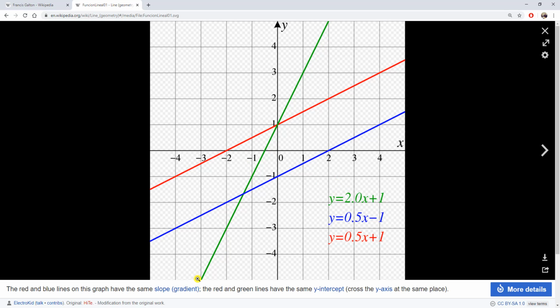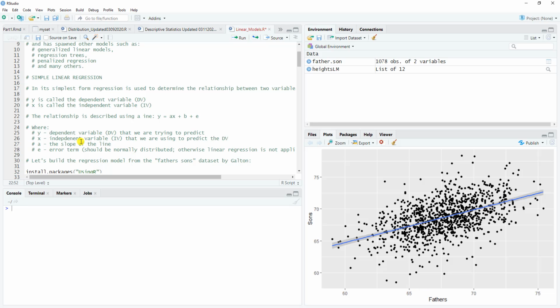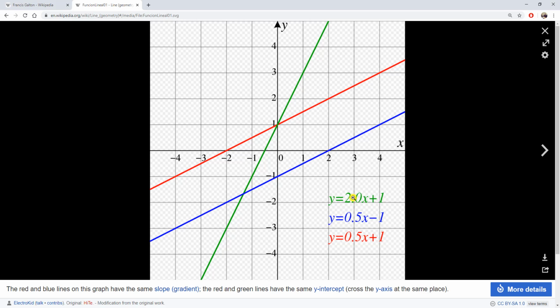So this green line is described by the following equation: y equals 2x plus 1. The a in front of the x is the coefficient. So a equals 2, while b, the so-called intercept term, equals 1. This is what the intercept term means. We're talking about 1 here.